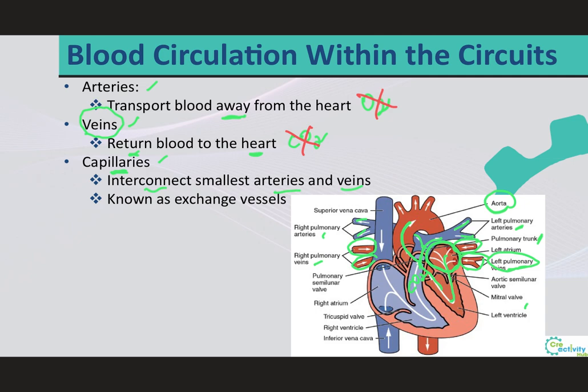Therefore, we can conclude that blood travels through these circuits in a sequence. For example, blood returning to the heart in the systemic veins must complete the pulmonary circuit before they are able to re-enter the systemic arteries.